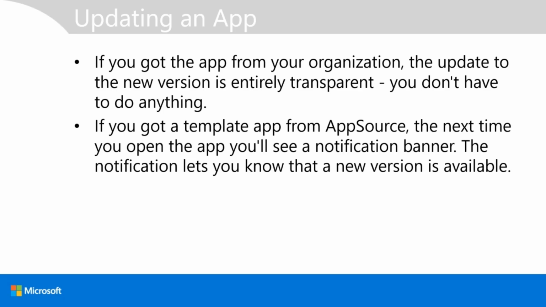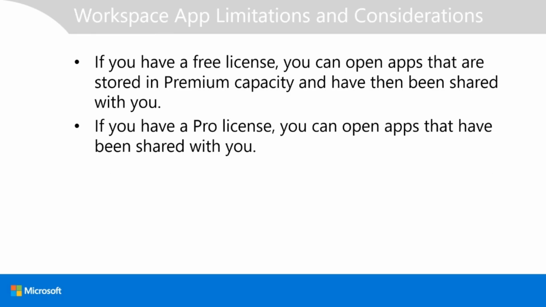Every now and again, we need to update our apps. So if you got the app from your organization, the update to the new version is entirely transparent. You don't have to do anything once you have the app. If you got the template from AppSource, the next time you open the app, you'll see a notification banner. The notification lets you know that you have a new version of the app available that you need to go and get. So, some limitations and considerations.